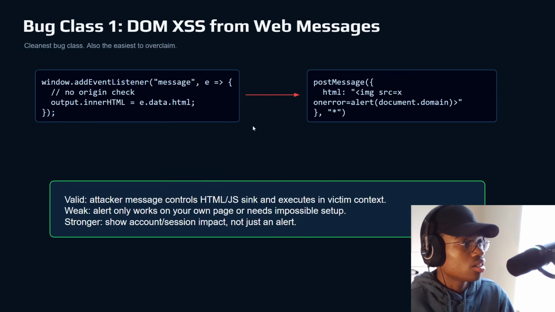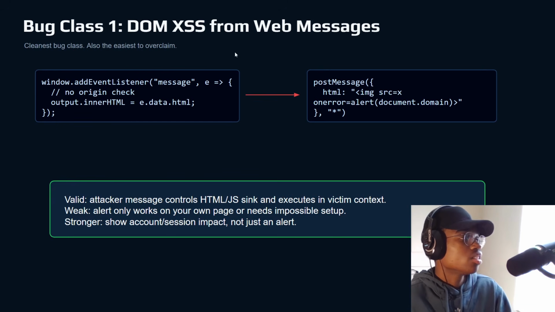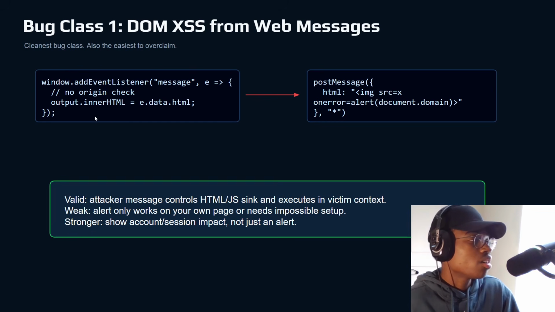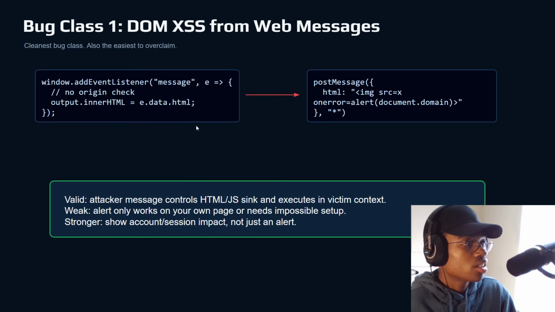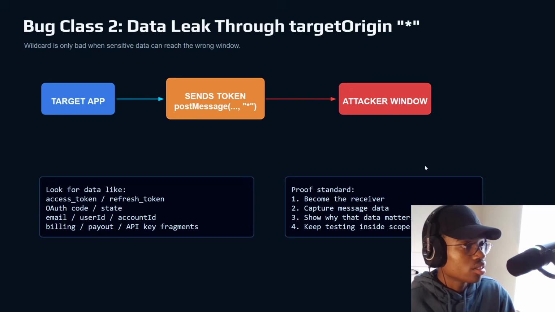And then bug class 1, DOM XSS from web messages. Cleanest bug class, also the easiest to explain. Okay, window.addEventListener, we've talked about this quite a bit. And then output.innerHTML, there's no origin check. And then just e.data.html. postMessage, it's going to be HTML, and then you're just going to have the script, and then it's just going to send. So valid: attacker message controls an HTML/JS sink and executes it in victim context. Weak: alert only works on your own page or needs impossible setup. Stronger: show account/session impact, not just an alert.